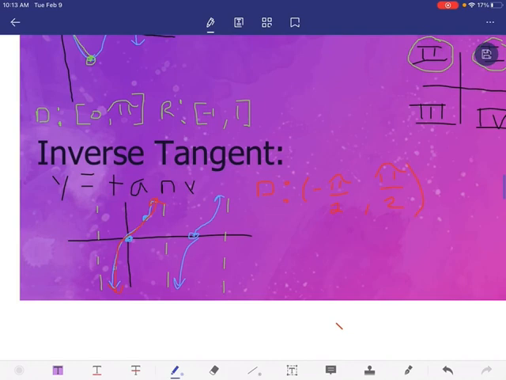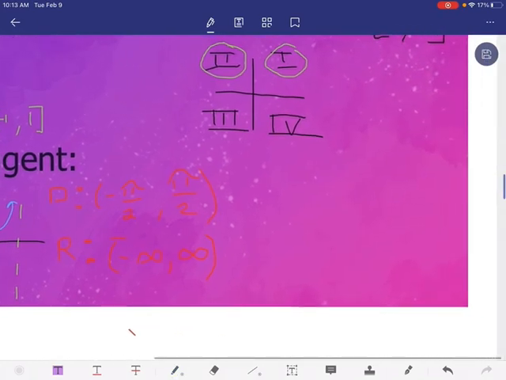Now, notice this time I'm using parentheses instead of square brackets. And the reason for that is because remember that at -pi/2 and pi/2, we have asymptotes. So those aren't technically included in our domain. And then recall that my tangent graph is different than the others because it goes on forever towards my asymptotes in both directions. My range is going to be -infinity to infinity.